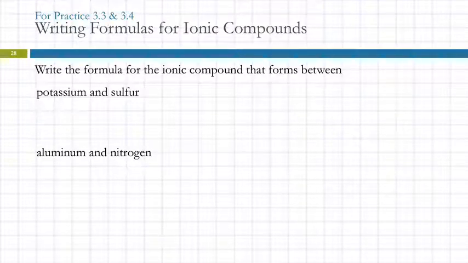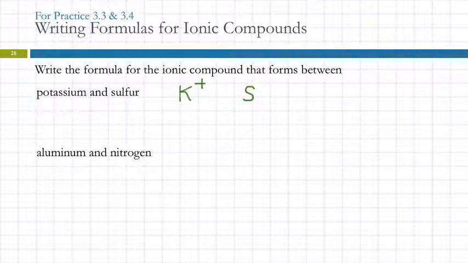So we're supposed to write the formula for the ionic compound that forms between potassium and sulfur. So we need to write the formulas for these ions with their charges. Potassium, what's the element symbol for potassium? K. And the element symbol for sulfur is S. Now we need their charges. We learned how to do this in Chapter 2. What group of the periodic table is potassium in? It's in group 1. That tells us the charge. It's +1. So this is K+.